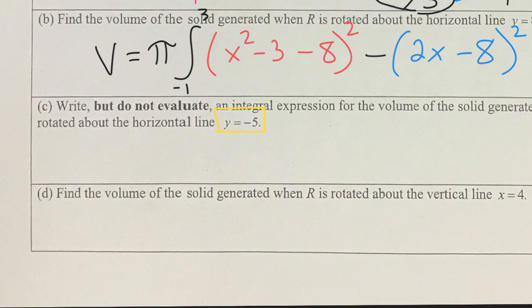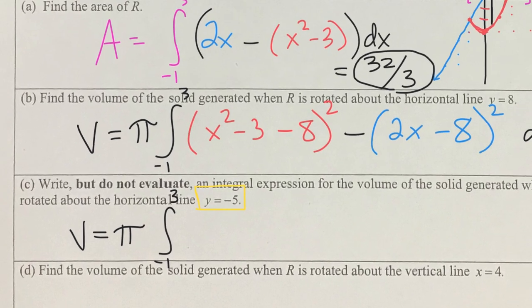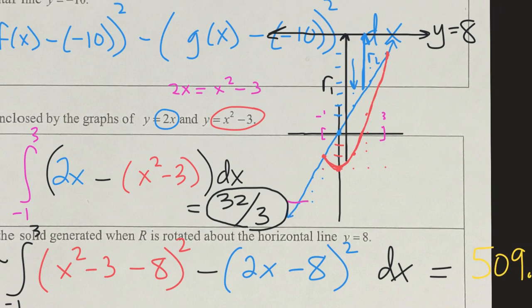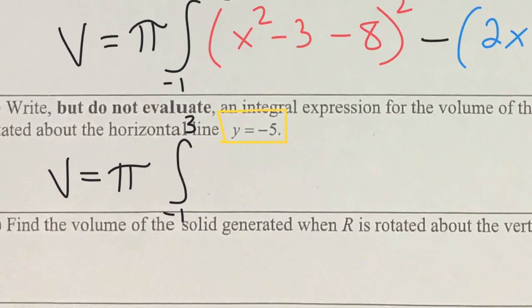So once again we have a vertical type of rotation. In this case, the limits don't change, from -1 to 3. But now, if we look at the line y equals -5, that line is down here. I guess this is -5. So your radii are going to change. The farther radius is going to be your blue line, or the 2x function. And your closer radius is going to be the red line, or the x squared minus 3 function. So we have y equals -5 as your axis of rotation.